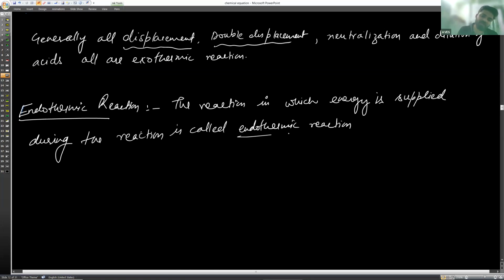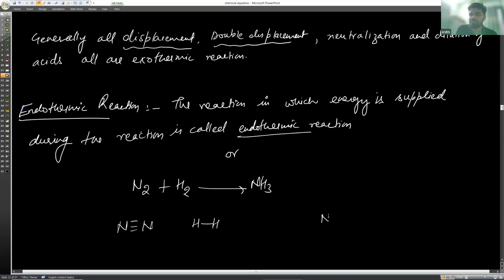Okay, you understood? Suppose you are giving energy, and I'm just writing this reaction: N2 plus H2 gives you NH3. Here the N2 is bonded with a triple bond, hydrogen is bonded with a single bond, and it is forming new ammonia. Got it?